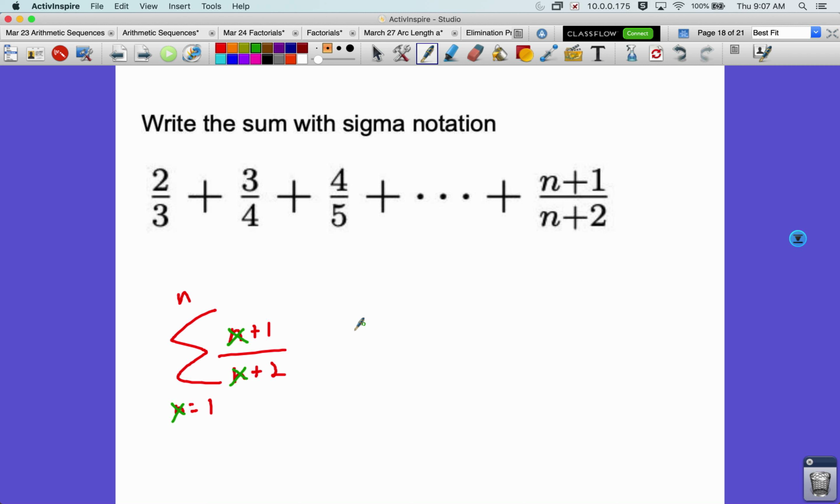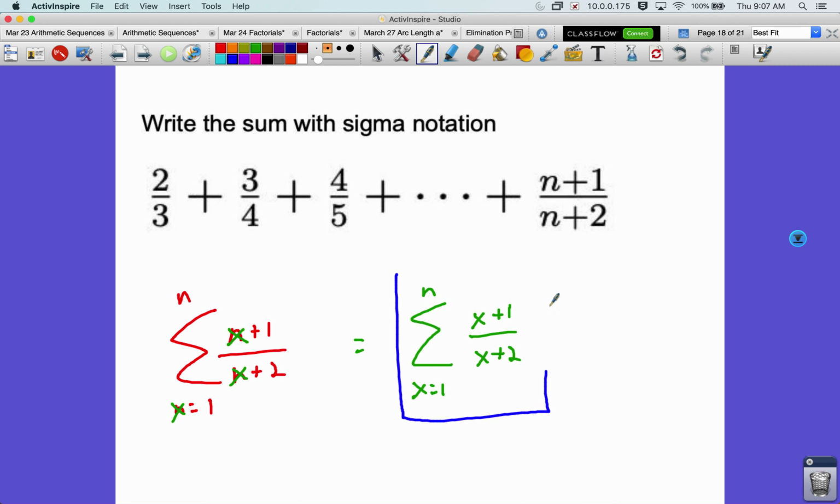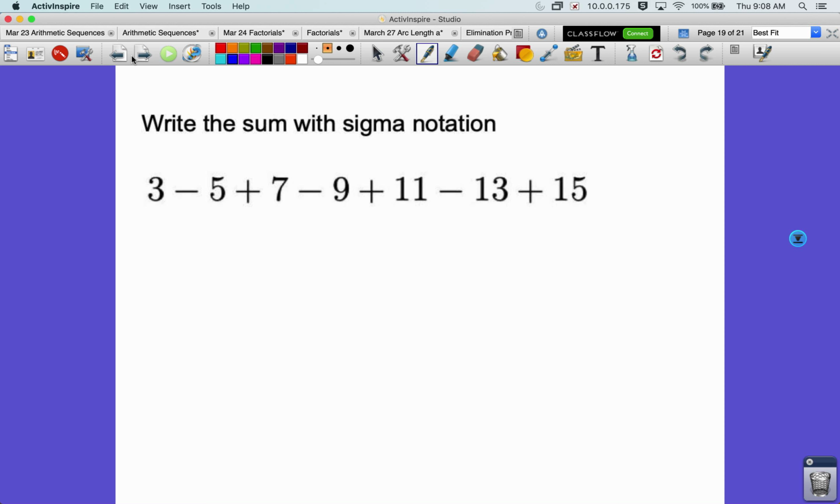All right, now let me rewrite it. So the sum from x equals 1 of x plus 1 over x plus 2. And that way, we'll keep adding until we reach the end, and then we'll plug in the n. All right, you could have done i or a or b or something else, but I chose x for this one.